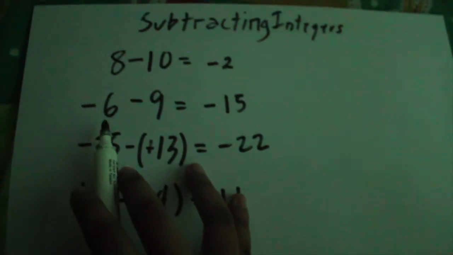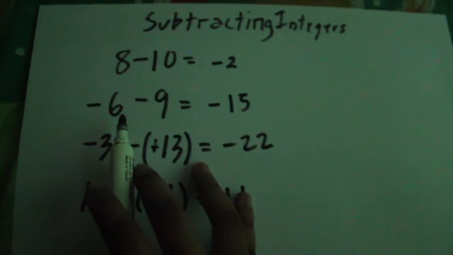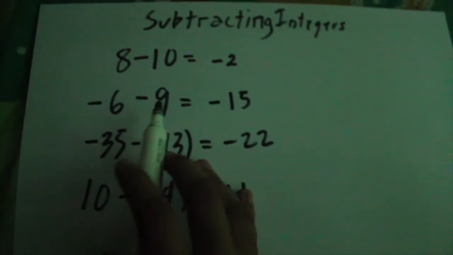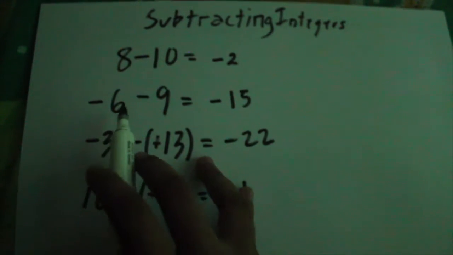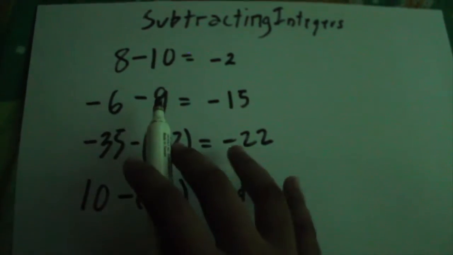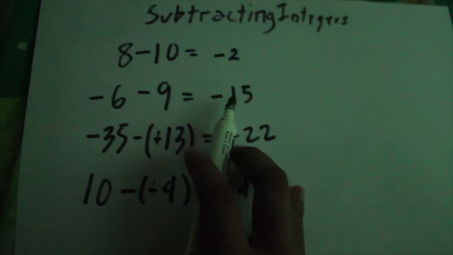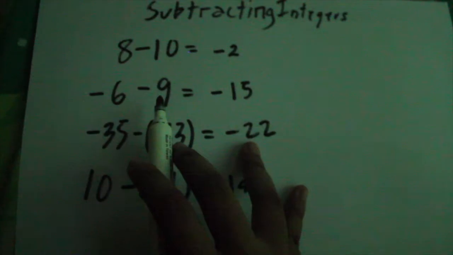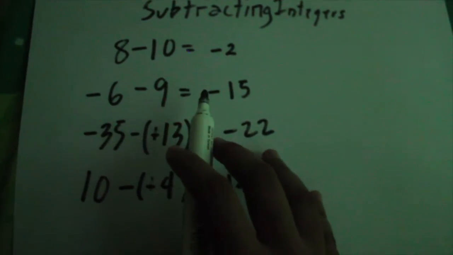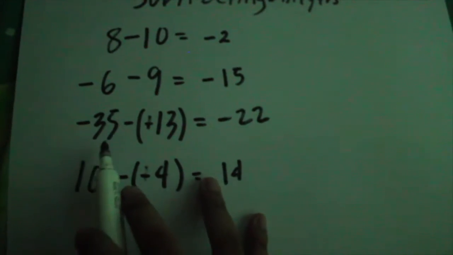In this given, negative 6 and negative 9, if both signs are negative, the answer will be negative. So let's try it. Negative 6 and negative 9 equals negative 15. We just add them because they have the same sign. So it becomes negative 15.